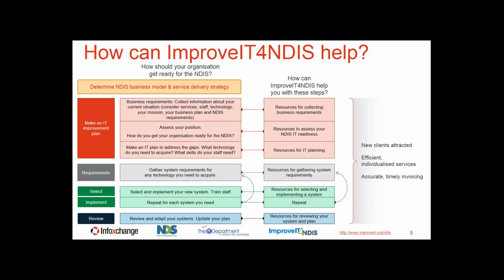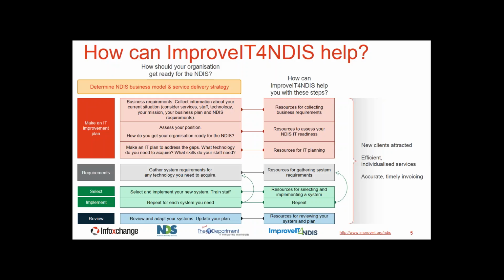Determine your business model, determine your service delivery strategy, what services are going to be provided to how many people, what's your staffing model to support that, and where are they going to need to access that sort of information, in the office, out and about, etc. Once you've got that, that's when you can start working on your IT plan and start working through how IT can best support you in that environment. And the ImproveIT4NDS project can really help you through that process.